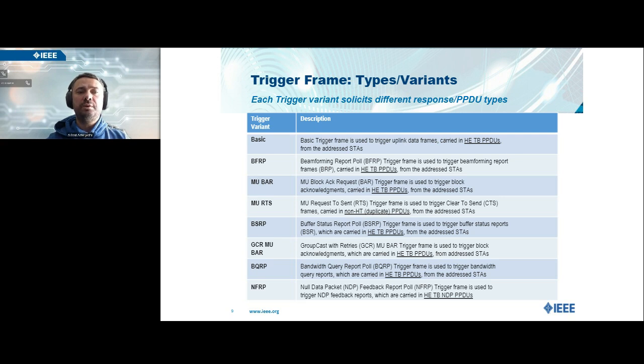And then we have the BQRP, which queries the stations in providing bandwidth availability, if you will, on the side of the addressed stations. And the NFRP, which is a variant of the MU feedback that relies on HE trigger-based NDP PPDUs, which do not contain payload, but the limited information that is being provided as feedback is contained in the LTFs of the PPDU itself.